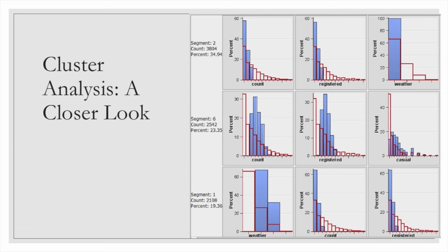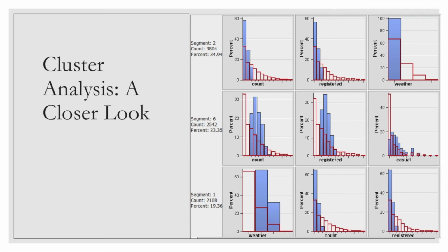Taking a closer look at our cluster analysis, segment 2 makes up most of the data. It is 34.94% of the data and has a count of 3,804. Its most important variables include count, registered, and weather. Most of segment 2 has a low count, low registered, and a little more than average responded to weather. Distribution among the average variables tends to be below average.